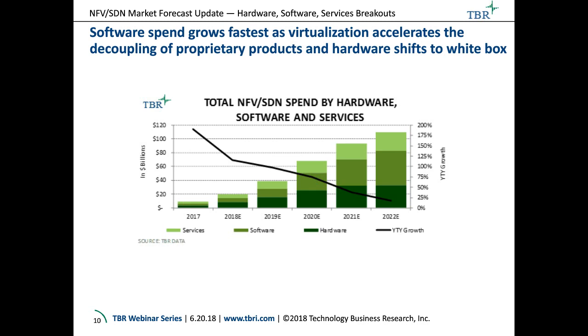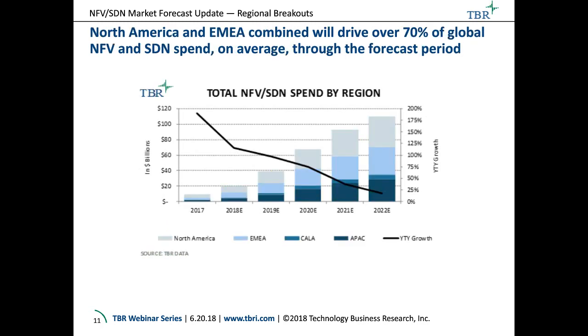Next slide. Here, we're going to be talking about the regions. So we have the 4 main regions here. There's a few key takeaways I want everybody to leave here with. The first one is the spend, the actual dollars, is driven by the States and Europe. The US and Europe are going to drive around 70% of the global spend on NFV SDN over this forecast period. That's on average, 70-ish%. That's a big deal.